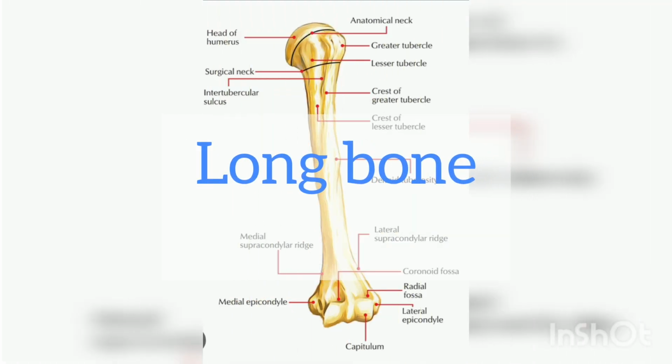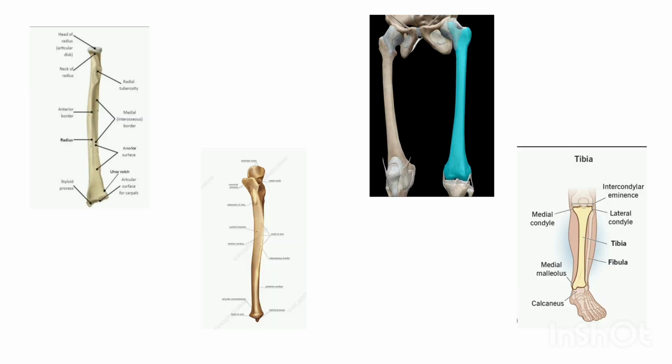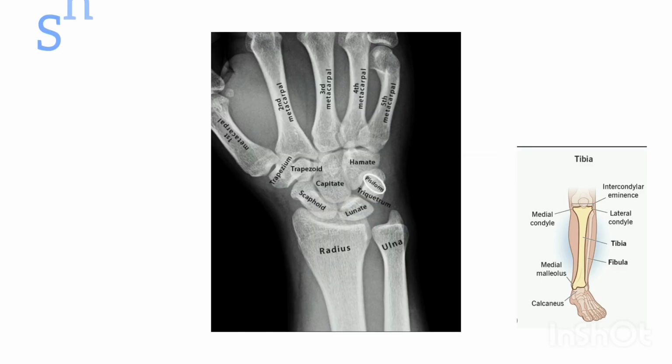The first and probably the easiest category to remember is the long bones. These bones have an elongated shaft called the diaphysis and two expanded ends called the epiphysis. The classic examples are the humerus, radius, ulna, femur, and tibia. But here's something interesting. Long bones don't necessarily have to be very long. For example, the metacarpals and the metatarsals are classified as long bones even though they are relatively short.